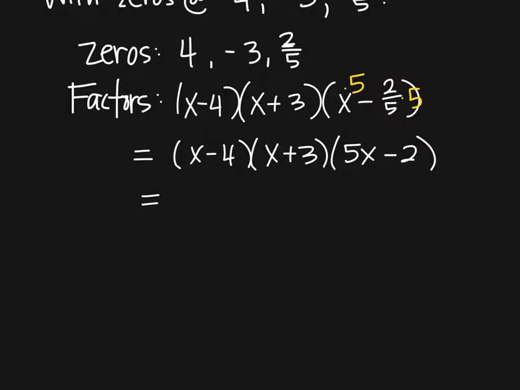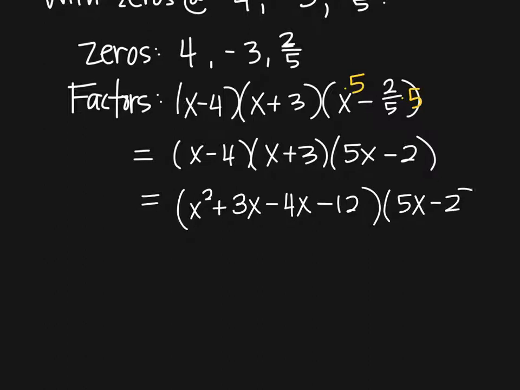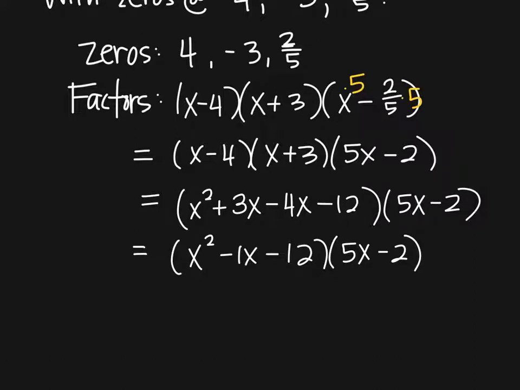So let's do the front 2. First, outside, inside, last. So we'll have x squared plus 3x minus 4x minus 12. But I still have the 5x minus 2. So how could I simplify those front set of parentheses? What can I combine to make that a little bit simpler? The middle part. So I end up with -1x minus 12. Okay, then I want to superfoil to the 5x minus 2.